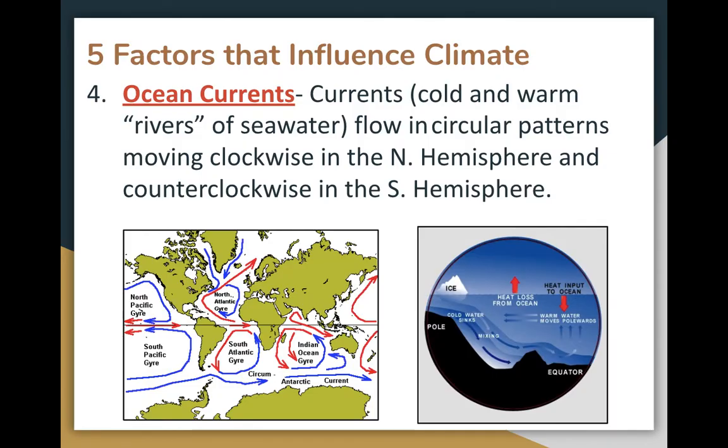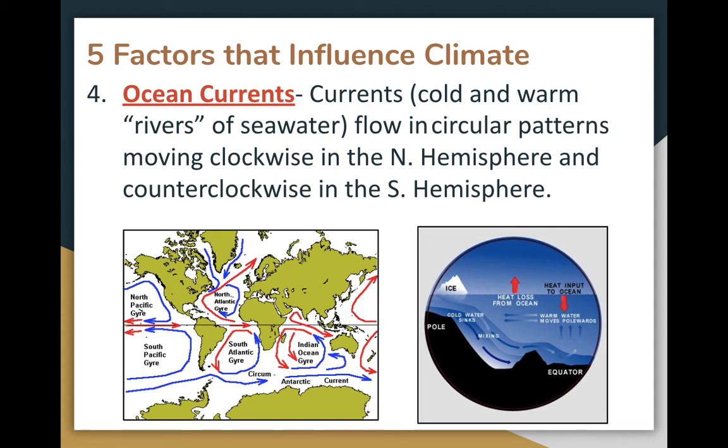Okay, ocean currents. So ocean currents are currents. There's cold and warm, basically like rivers in the ocean. Okay, so if you've ever seen Finding Nemo, they get on that ocean current and then they go to Australia. Spoiler alert, they do that. So that would be an example of an ocean current.